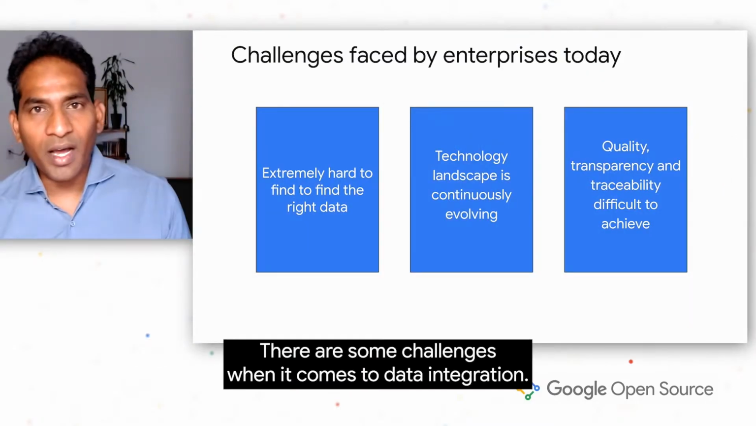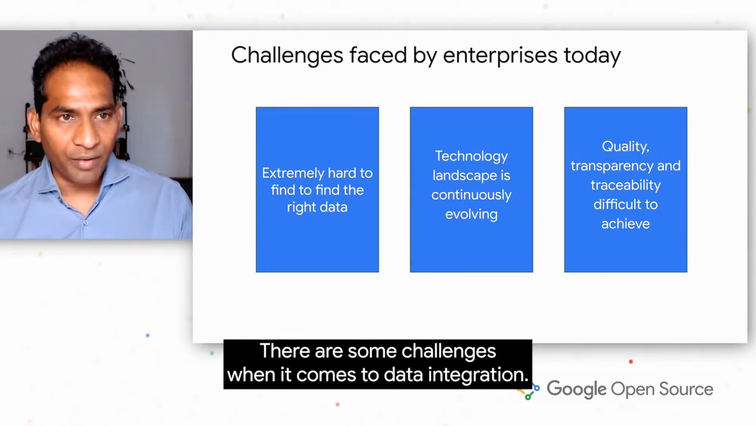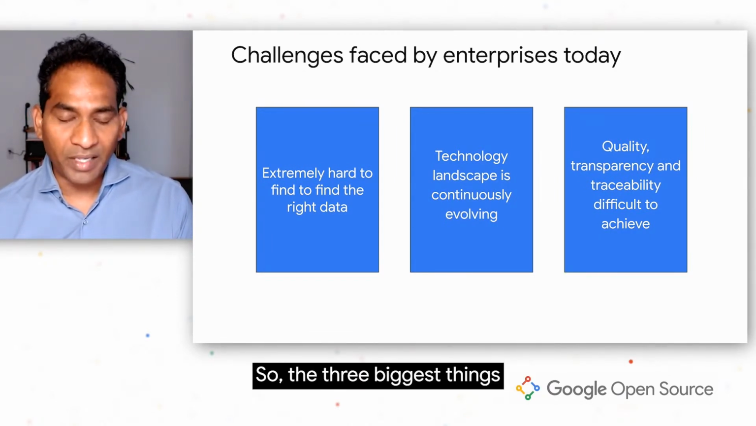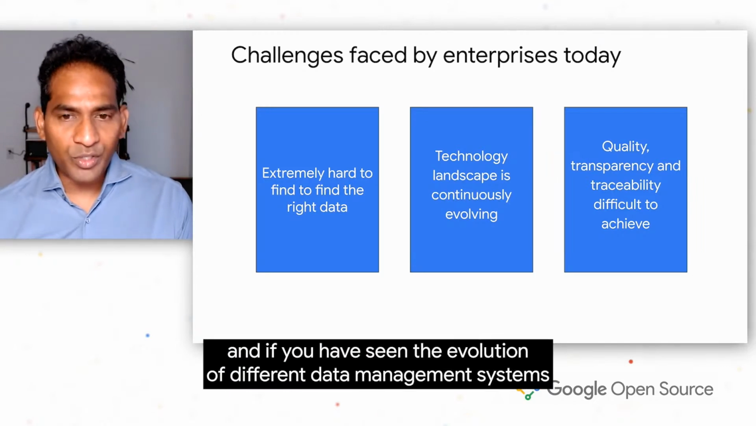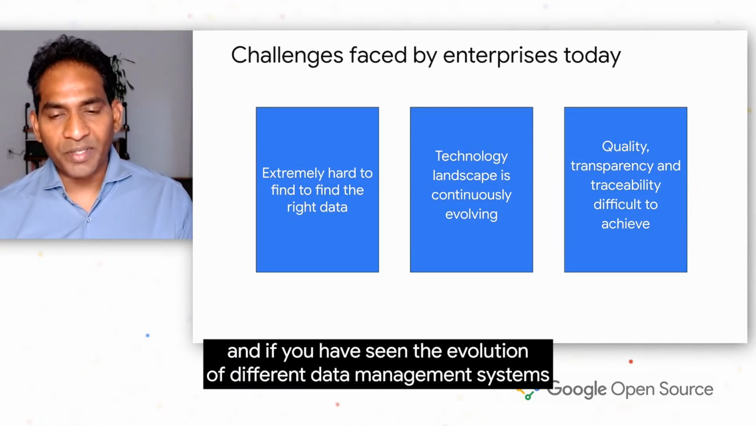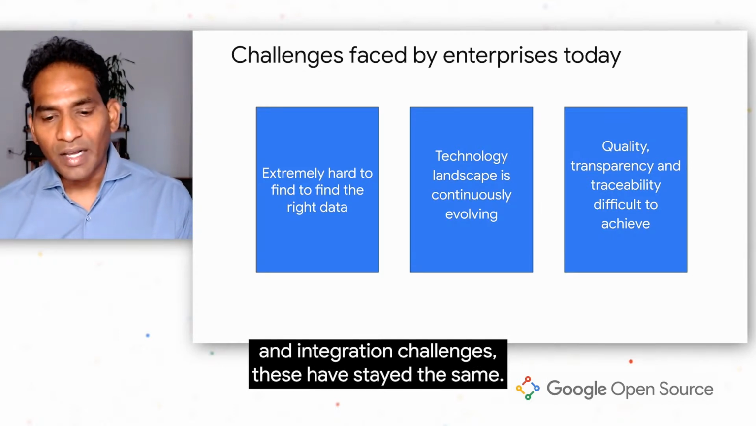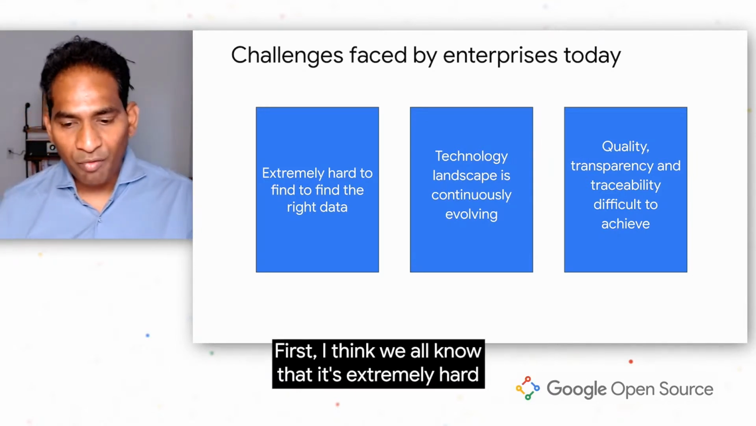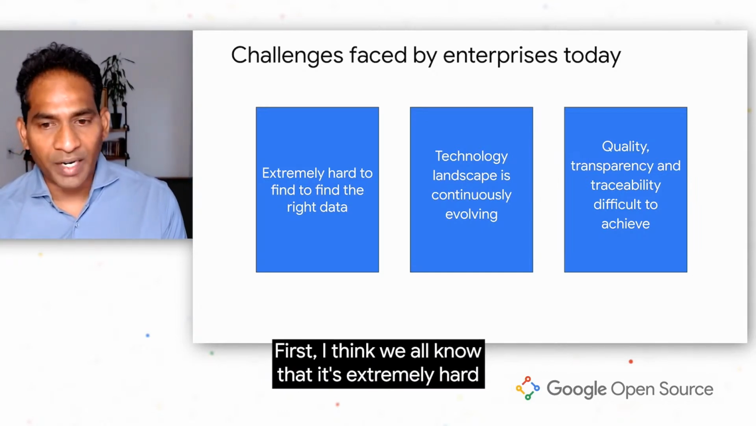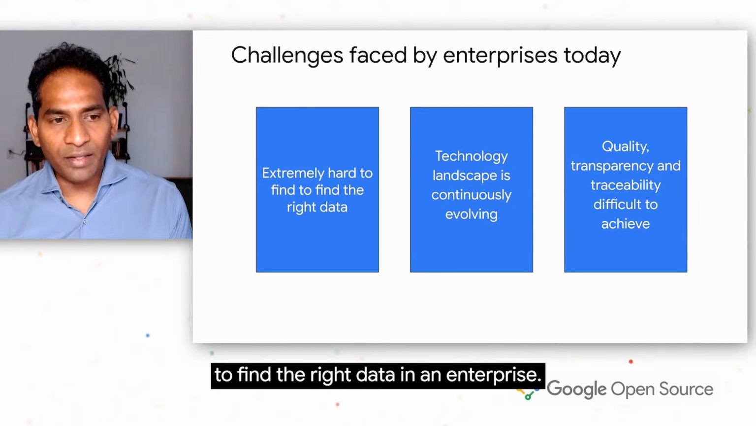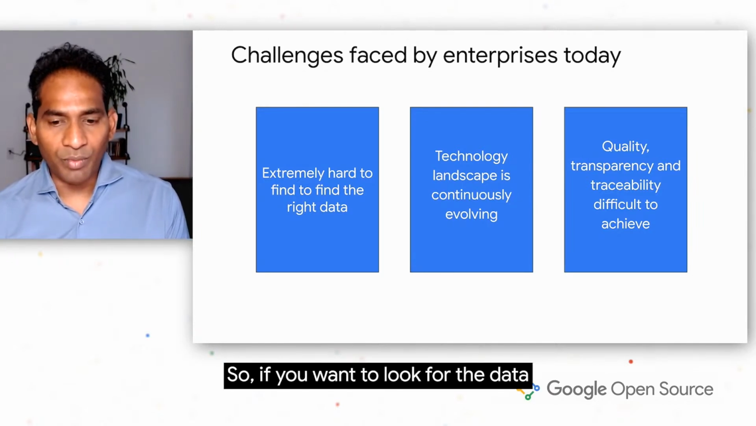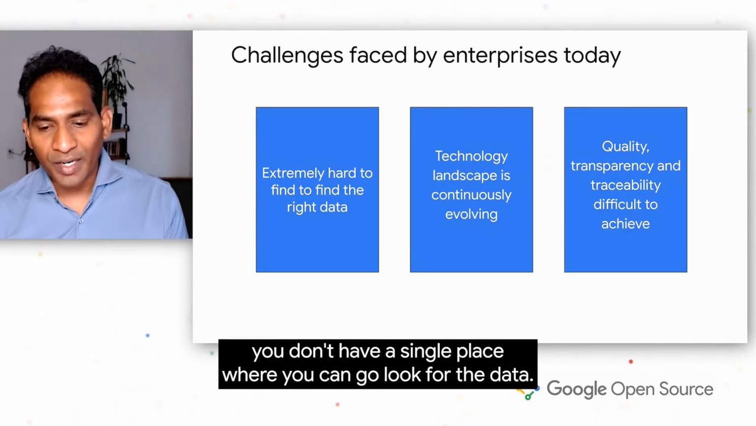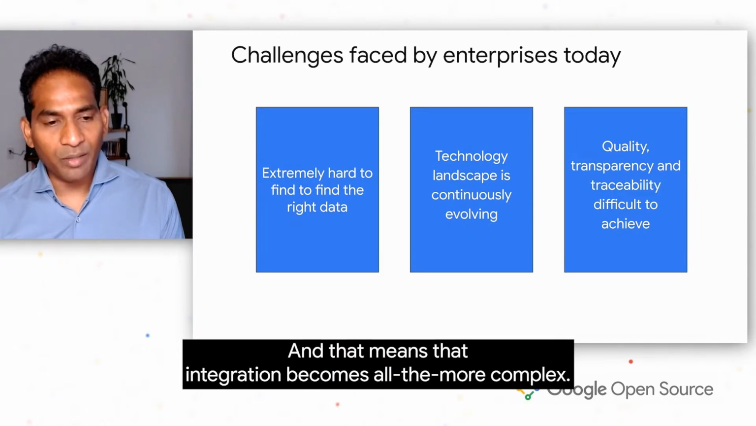There are some challenges when it comes to data integration. The three biggest things, if you have seen the evolution of different data management systems and integration challenges, have stayed the same, and sometimes have even compounded because of the fragmented landscape in data management. First, I think we all know that it's extremely hard to find the right data in an enterprise. If you want to look for the data, you don't have a single place where you can go look for it, and that means that integration becomes all the more complex.